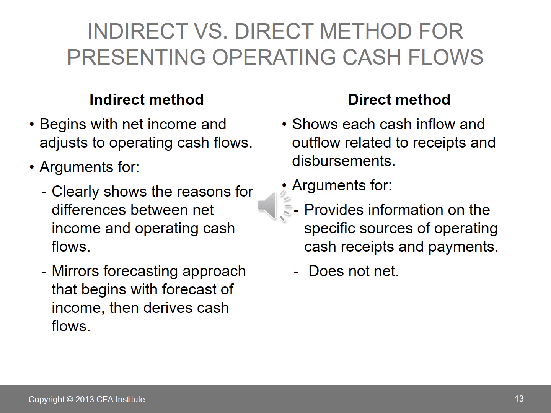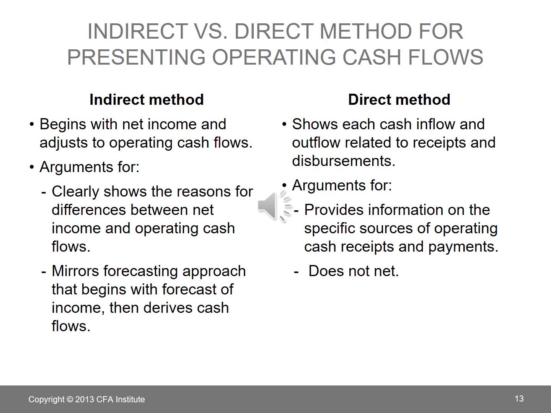The main argument for the indirect approach is that it shows the reasons for differences between net income and operating cash flows. Another argument for the indirect method is that it mirrors a forecasting approach that begins by forecasting future income and then derives cash flows by adjusting for changes in balance sheet accounts that occur because of the timing differences between accrual and cash accounting.